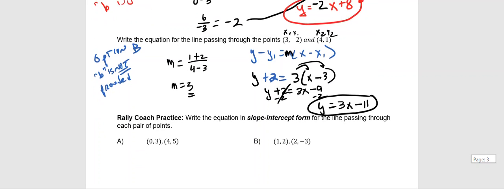So what I'd like you to do is wrap up and do both of these problems by writing the equation in slope-intercept form. Try to stick to the methods that we use. When b is given to us, as in option A, use y equals mx plus b. And when the y-intercept is not given to us, try to go through point slope formula and simplify through. And then we'll talk more in class tomorrow.